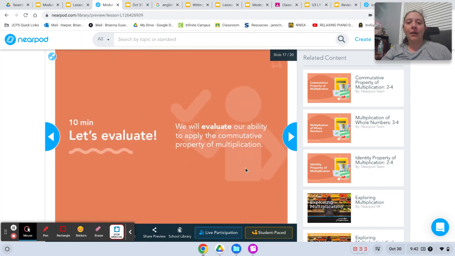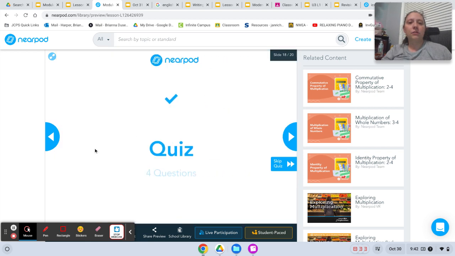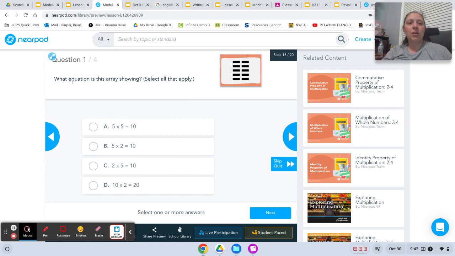So now we're going to evaluate our ability to apply the commutative property of multiplication. You have a quiz. That's 4 questions. What equation is this array showing? You'll look at this picture. Is this 5 times 5 equals 10, 5 times 2 equals 10, 2 times 5 equals 10, or 10 times 2 equals 20? Select all that apply, so there may be more than one. Then you have another question, same thing. What equation is this array showing?